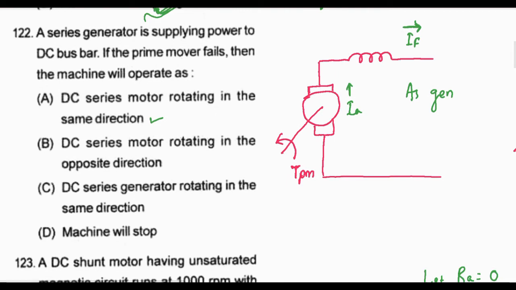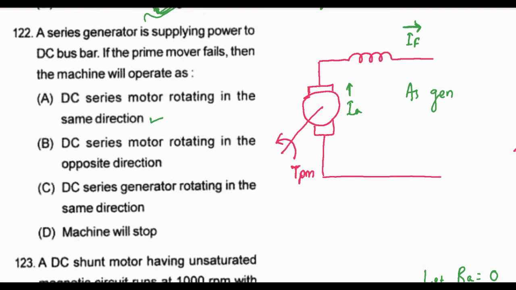Next question is, a series generator is supplying power to a DC bus bar. If the prime mover fails, then the machine will operate as: option A, DC series motor rotating in the same direction; option B, DC series motor rotating in the opposite direction; option C, DC series generator rotating in the same direction; and option D, machine will stop.